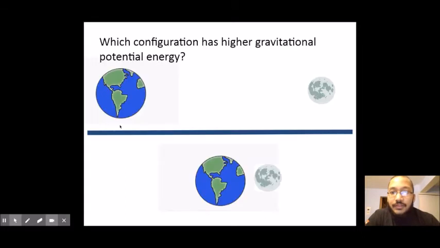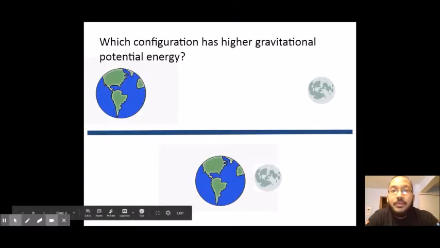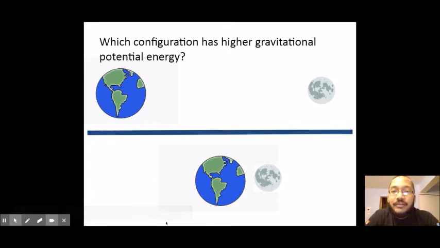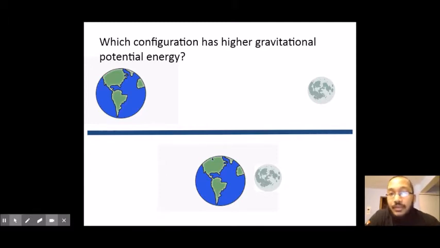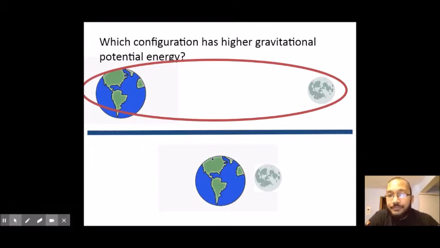So take a look at these setups, this one up top and then this one on the bottom. Which configuration has a higher gravitational potential energy? This system up here or this system down here? It is the top one. I've got two ways to convince you that it's this one.